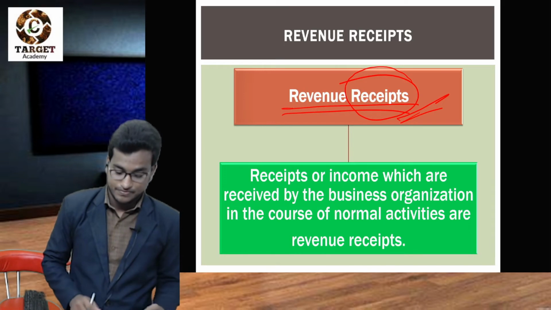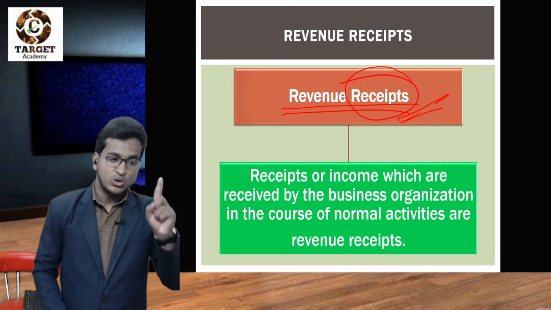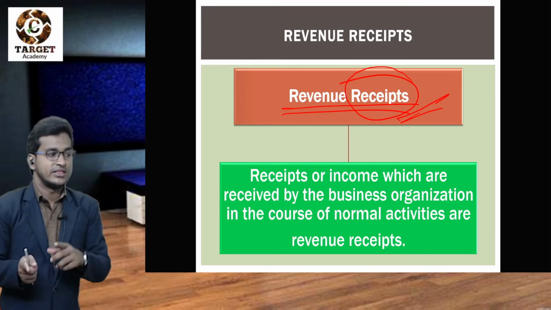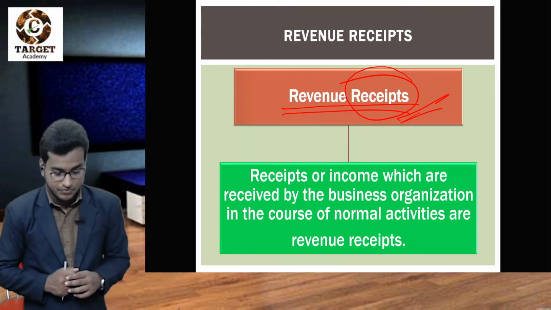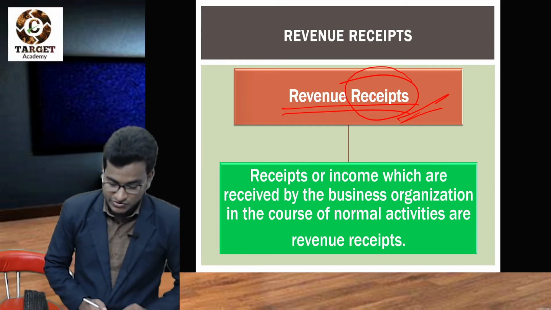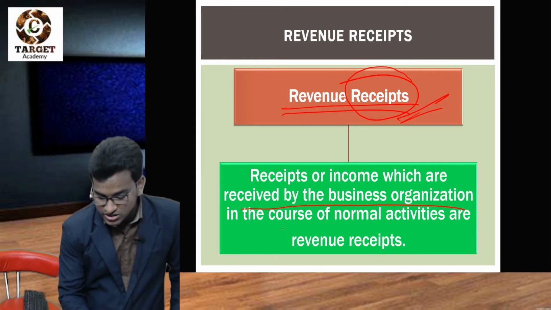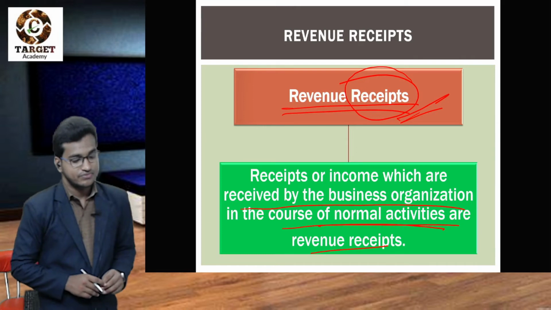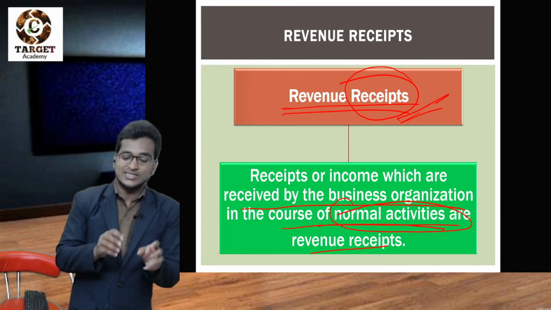One more thing, if it comes only one time in life, that is capital. Every year it comes, that is revenue. Okay, let's see what will happen. Revenue receipts: receipts or incomes which are received by a business organization in the course of normal activities are revenue receipts. If we are receiving in the course of normal activity, that is a revenue receipt.